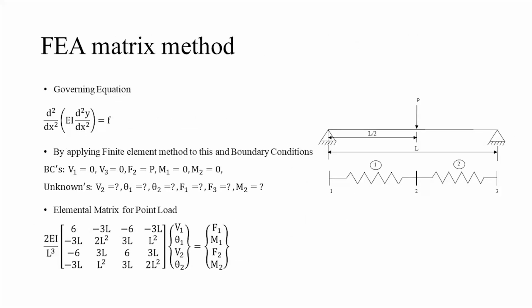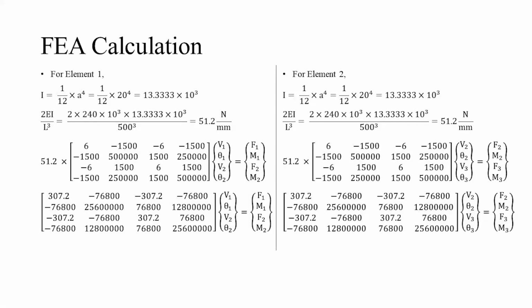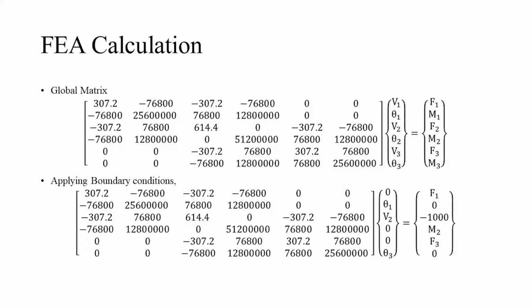The governing equation for beams is shown, and using the finite element method and boundary conditions, a general elemental matrix can be obtained. For this problem, we will consider two elements. So we write the elemental matrix for each element. After the elemental matrix, we will assemble the global matrix and combine elements 1 and 2 by applying the boundary conditions, which are as follows.